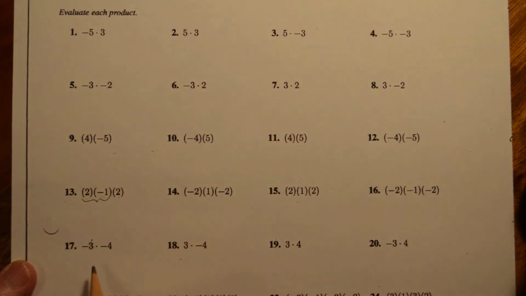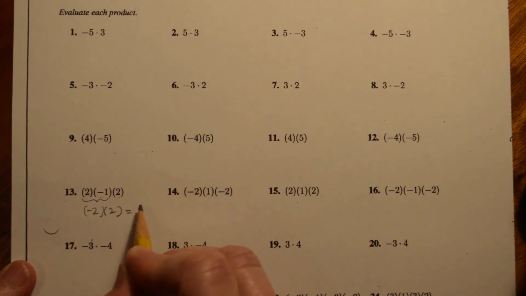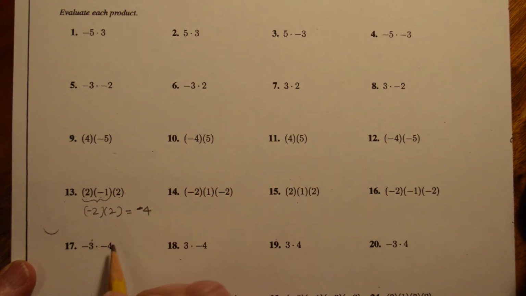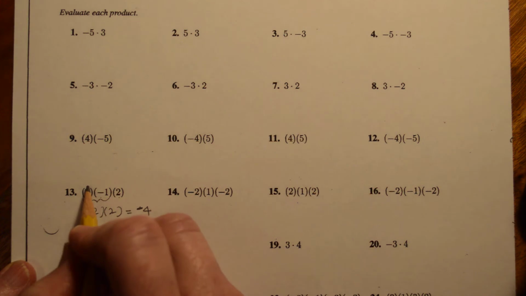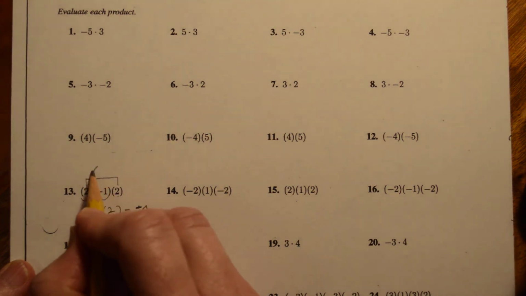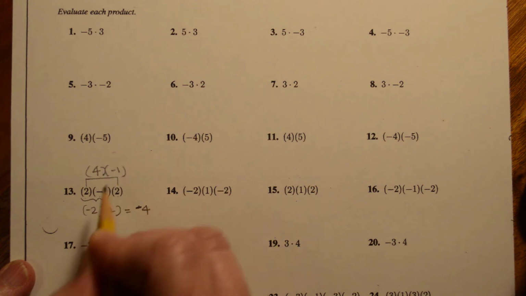You can group these two together. 2 times negative 1 is negative 2, and then negative 2 times 2 is negative 4, because a negative times a positive is a negative, and then it's 4. You could just multiply the positives together. 2 times 2 is 4, and then times the negative 1.